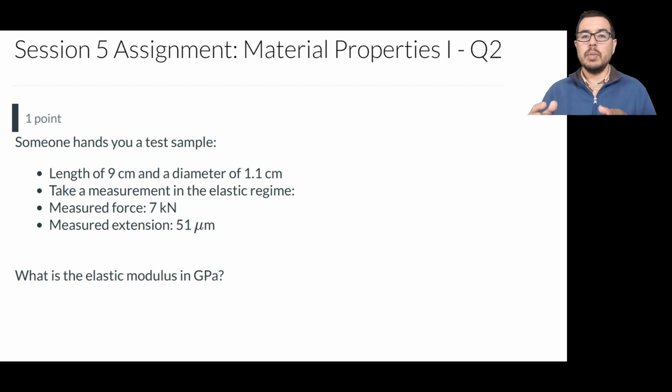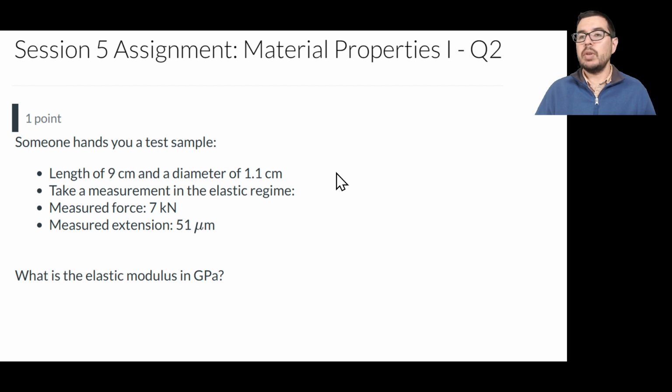In this problem, we are going to calculate the elastic modulus of a test specimen. This specimen happens to be a cylinder that has a length of 9 centimeters with a diameter of 1.1 centimeters. The measurement is taken where we have a force of 7 kilonewtons with a measured extension of 51 microns. And we're assuming at this point that initially the force was 0 with 0 displacement or 0 extension.